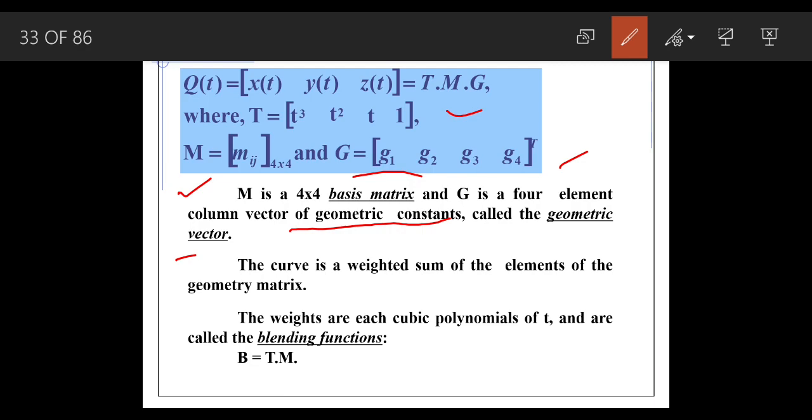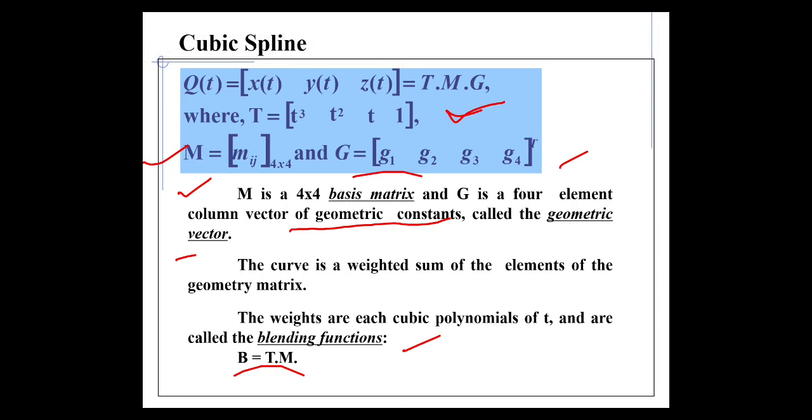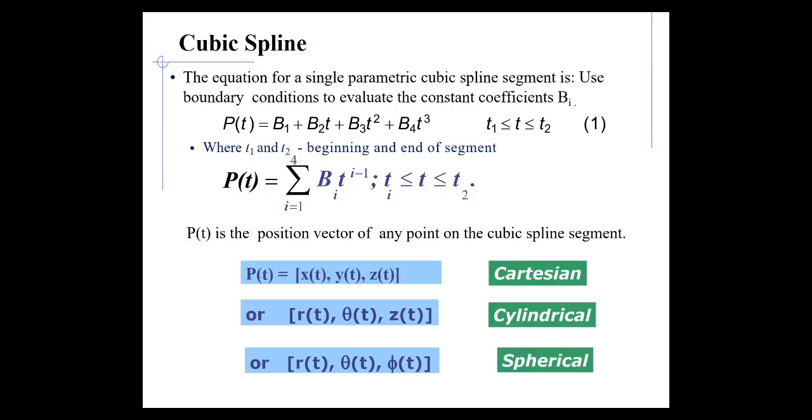The curve is a weighted sum of the elements of the geometric matrix. The weights are each cubic polynomials of t and are called blending functions. So the blending function is represented as B equal to T multiplied with M, the 4 by 4 matrix, and G is the geometric condition.